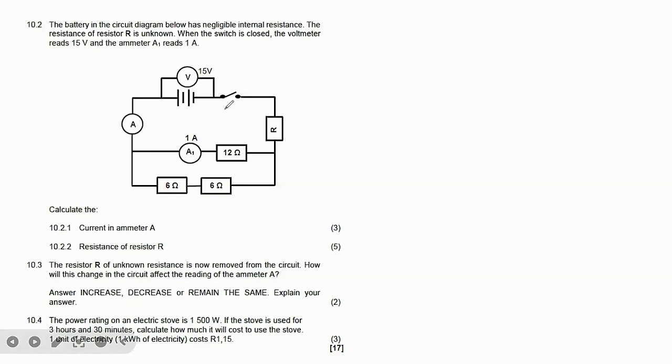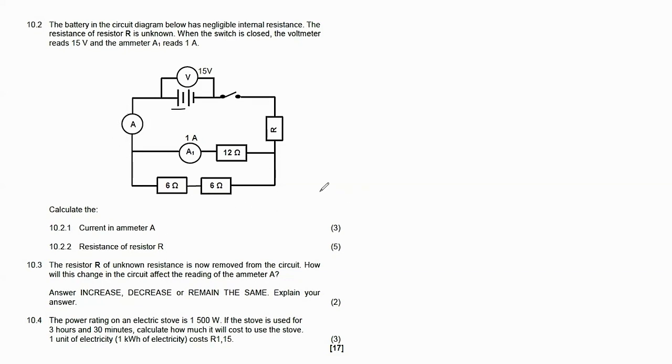So we have 10.2. It says the battery in the circuit below has negligible internal resistance. The resistance of resistor R is unknown. When the switch is closed, the voltmeter reads 15 volts and the ammeter A1 reads 1 ampere, right? Then for 10.2.1, they're saying calculate the current in ammeter A, right? So now we want the current that flows in here.